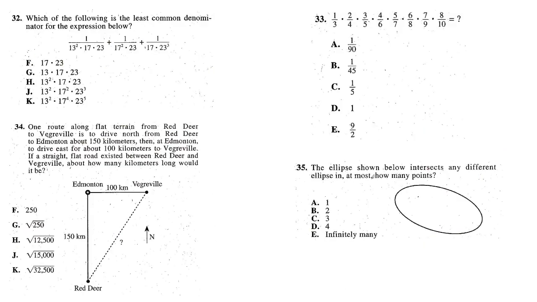For 32, which of the following is the least common denominator in the expression? So it's just like variables. Whenever it's written like this, you are going to pick out each number, and you're going to grab the one with the highest exponent in each one. So I see a 13 squared, so 13 squared has to be part of my least common denominator. I see 17s, but 17 squared is the largest, so that means that one's gone, and it also means K is gone. So my answer choice is J.